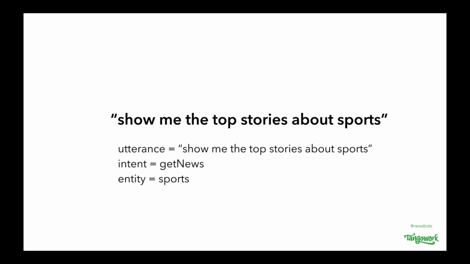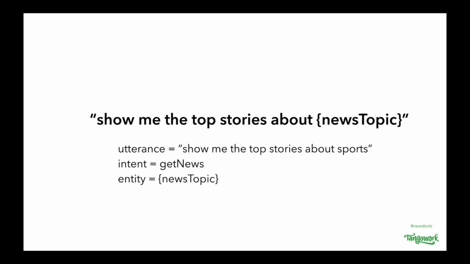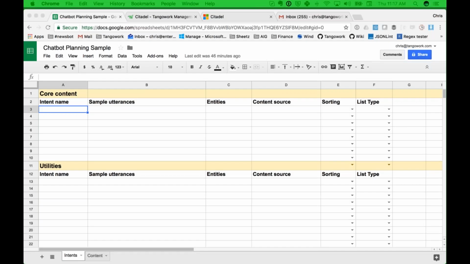Now, if they said, show me the top stories about sports, the utterance is now show me the top stories about sports. The intent is still get news, but now there's an entity, and the entity is sports. So that's a little qualifier that modifies the intent. And we could substitute that word sports with news topic, right? Show me the top stories about blank, about the entity. So the entity there is news topic. So using those three words, utterance, intent, and entity, we go back to our spreadsheet.